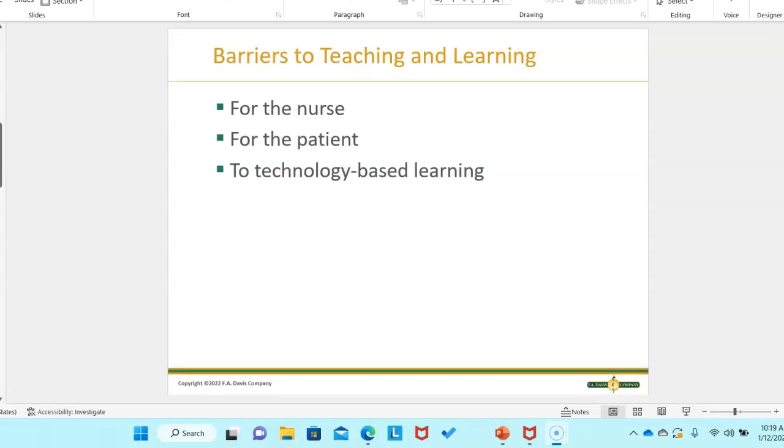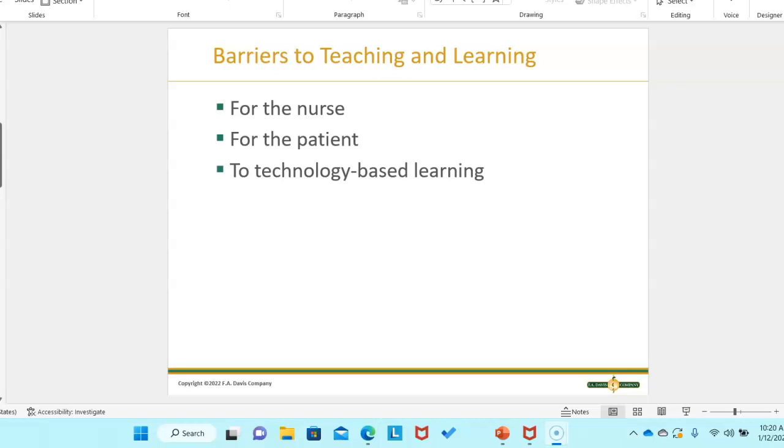Barriers to teaching and learning. It could be time to prepare for the teaching. I know that when I first started working as a nurse, I was trying to manage time, and on top of this, I had to do patient education. And trust me, when you have 4 or 5 patients, you are really busy, and just finding that time to prepare for the teaching can be challenging.